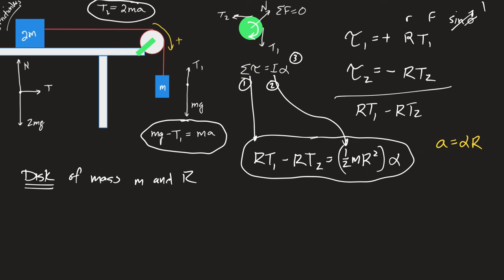Kinematics. How do you go from angular to linear? You use one of those. That means substituting in for alpha, a over R.